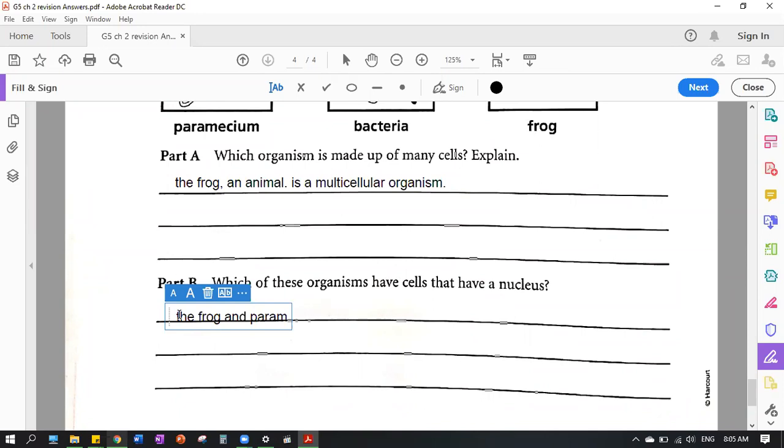Miss, I wrote only paramecium because I didn't understand, and I wrote paramecium only. Why didn't you understand? What is in the question that you don't understand? I thought you only wanted one thing.